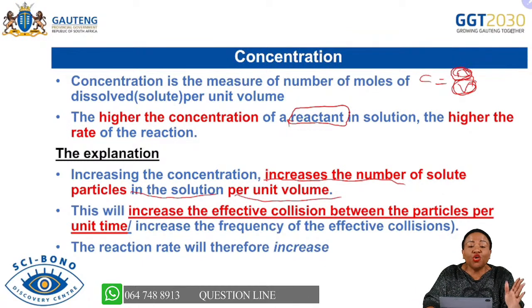So you need to know exactly how each factor affects the rate of reaction according to the way I'm discussing it in bullet form, according to the collision theory. And you also need to know that this will increase the effective collisions between the particles per unit time, or increase the frequency of the effective collisions, and therefore the rate of reaction will increase. So it is very important to know how each factor affects or increases the rate of reaction.